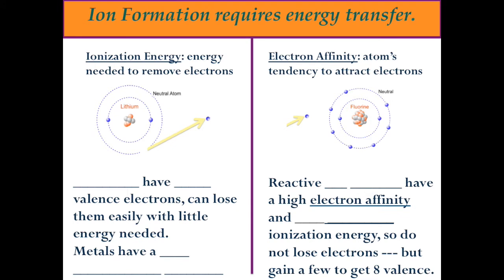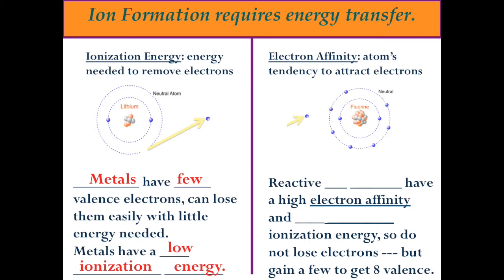And in order for these atoms to become ionized, it does require some energy to transfer, and ionization energy is just the energy needed to remove electrons. Metals have very few valence electrons, and so they can lose them easily with a little bit of energy added to them. Just a little energy is needed, not much. So they have a low ionization energy.